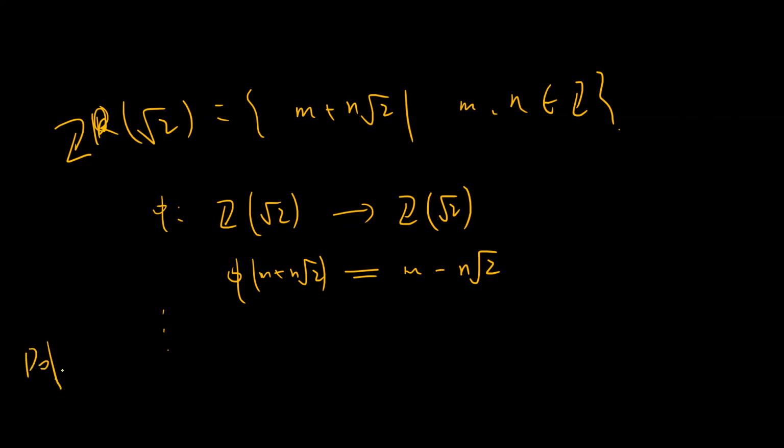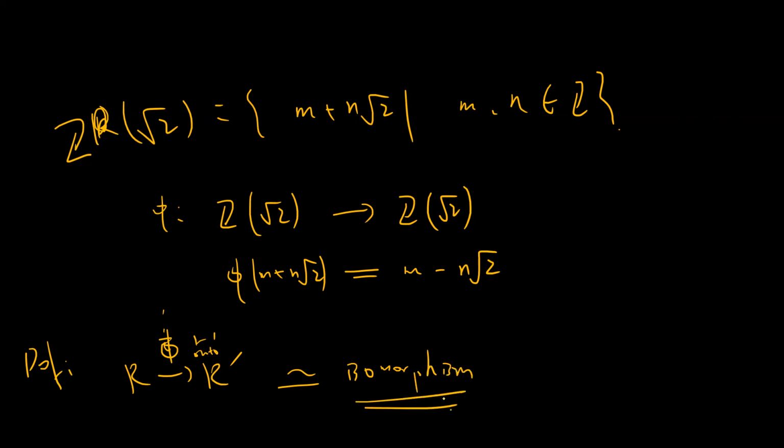Definition: if you have two rings and a homomorphism between them, and it is also one-to-one and onto, then it becomes an isomorphism, an isomorphism of rings. Two rings are said to be isomorphic if there is a ring isomorphism. Obviously, if it is a ring isomorphism, then the kernel of phi must be 0, because it is injective.